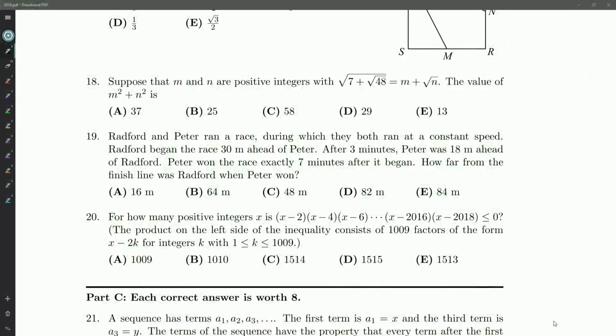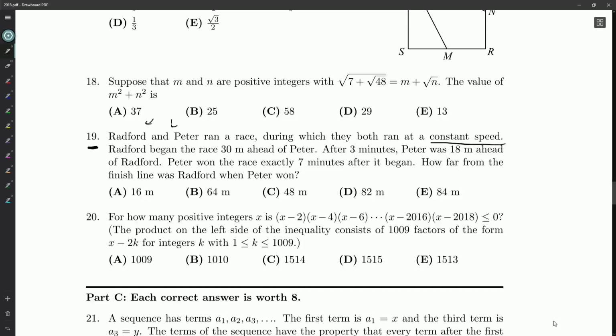We're going to be looking in this video at question number 19 on our 2018 Fermat paper. Radford and Peter, I actually think I know the two people that this question is named after. Radford and Peter ran a race during which they both ran at a constant speed. Is it the same constant speed or not?